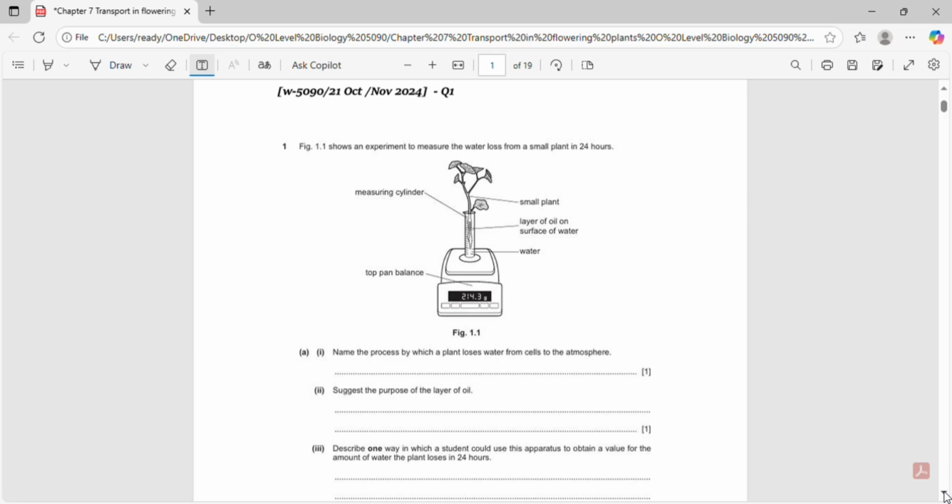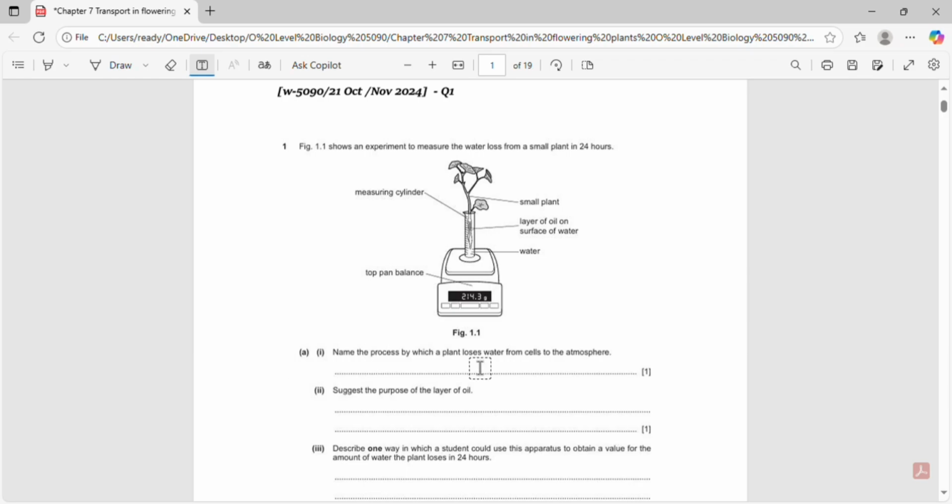This arrangement is designed to indirectly measure the water loss from the plant, mainly through transpiration. As the plant absorbs water and releases it into the atmosphere, the balance will show a decrease in mass. The oil layer plays an important role here because it prevents water from evaporating directly from the measuring cylinder, ensuring that any recorded decrease in mass comes only from the plant's activity.